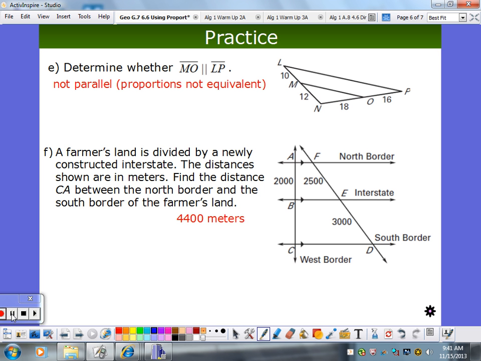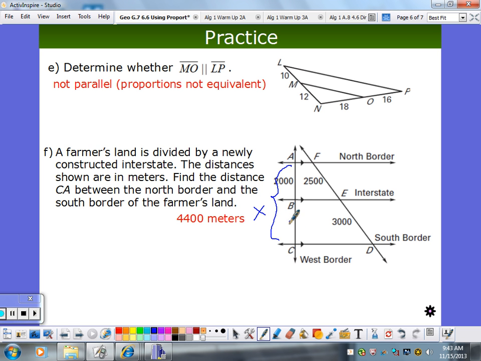Anybody need help with this? I'm coming around. So the land is divided into that. So what am I trying to find here? I'm trying to find this whole distance. So I made that x because that's what I want to find. They don't have to. If you made this x, that's okay. But what do you have to do at the end? You have to add them together.